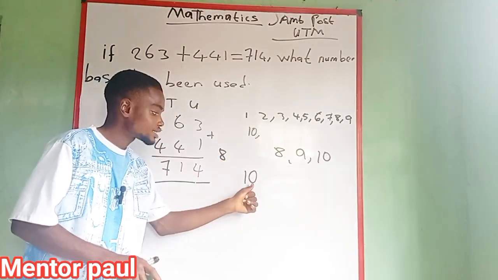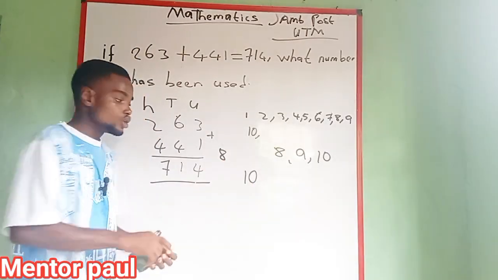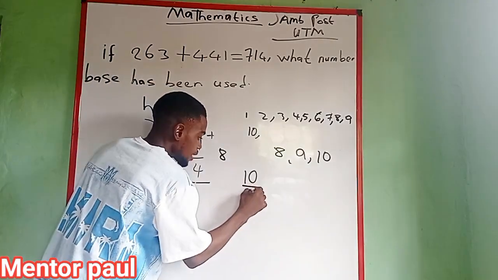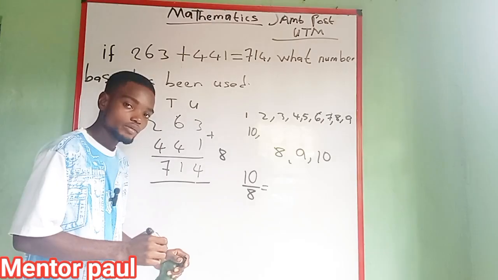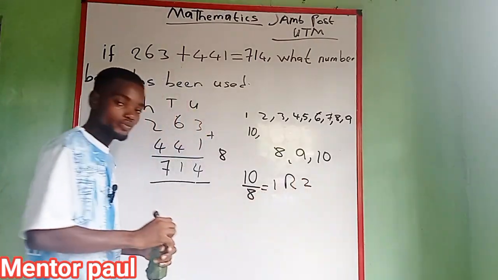You're going to use that number you have gotten and divide it by the base you're using. So in this case, I'm using base 8. So I'm going to divide 10 by 8. If I divide 10 by 8, I'm going to have 1 remainder 2.